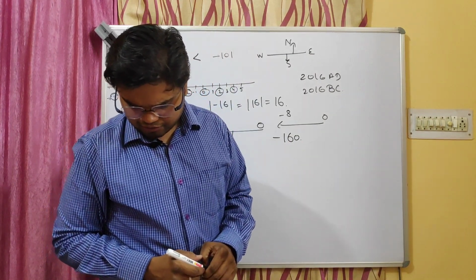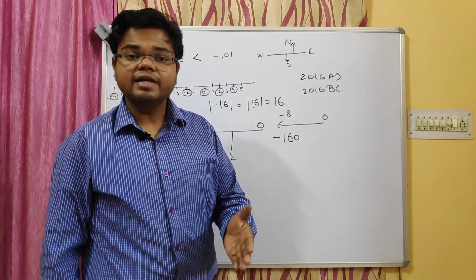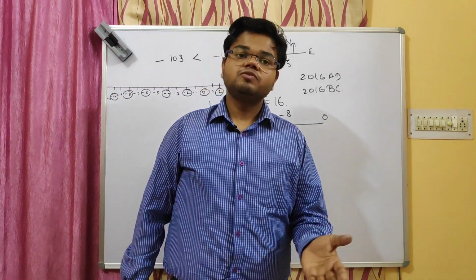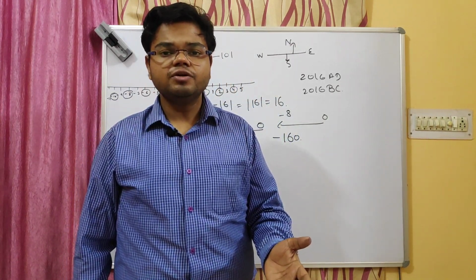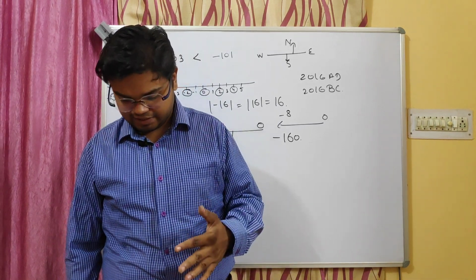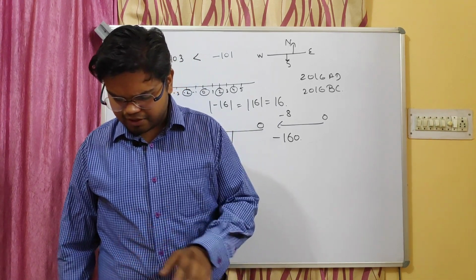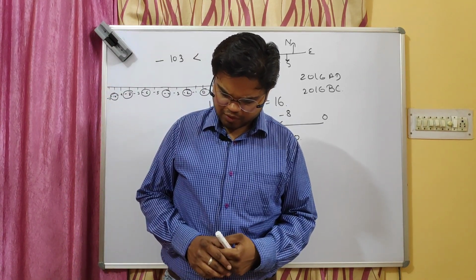Write the opposites of, for question number 5. Opposite of minus 20, it will be 20. Opposite of 311, minus 311. Opposite of 0, 0. Opposite of minus 46, 46. So you just do question number 5 in your textbook only.